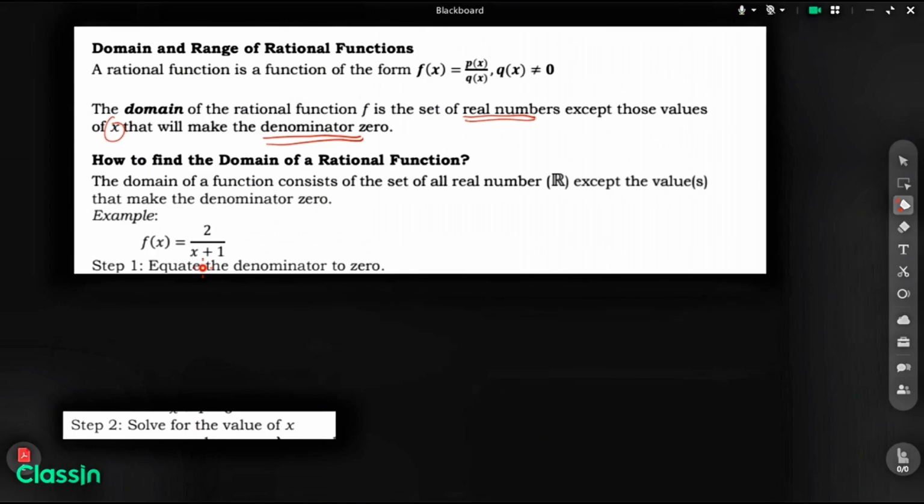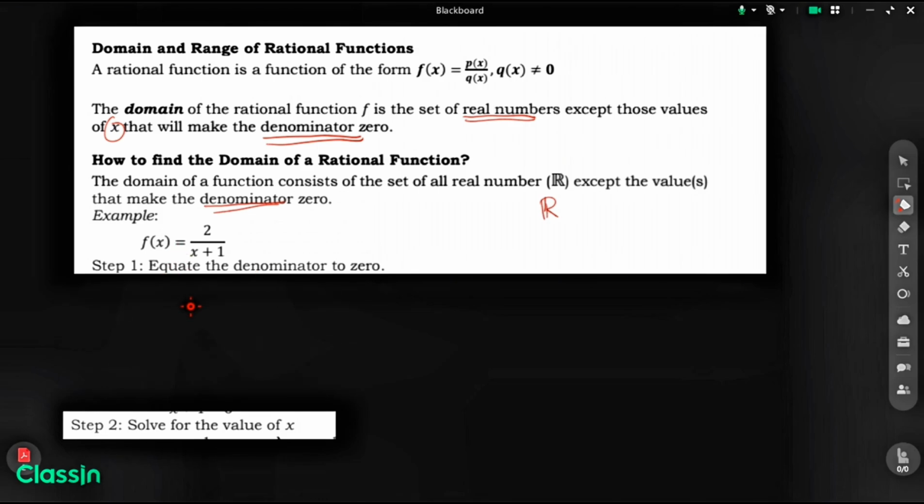So how can we find the domain of a rational function? The domain of a function consists of the set of real numbers, the symbol of which is big capital R, except the value or values that make the denominator 0. So let's have this example. F of x is equal to 2 all over x plus 1.